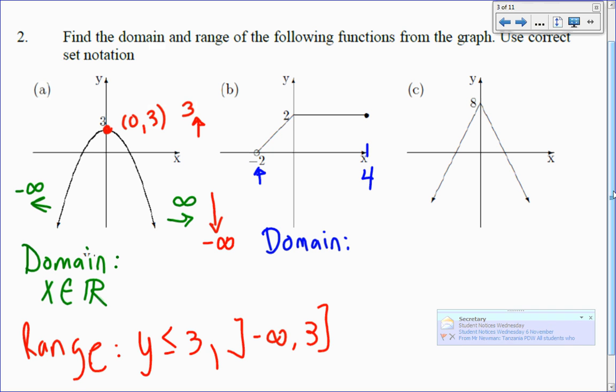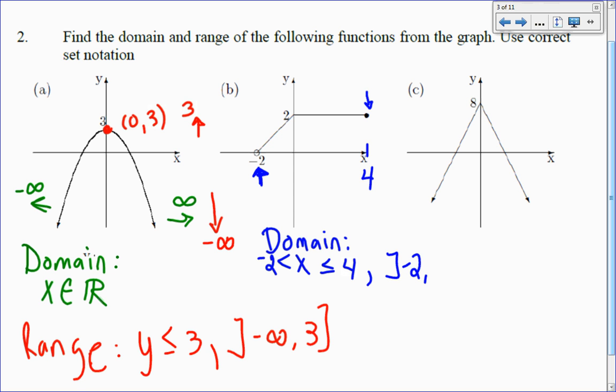Okay, so our domain, we would not include negative 2 because that's a hole there. So we can say x is less than or equal to 4, because this point is filled in, or greater than negative 2, but not equal to negative 2 because here we have a hole. Or we can write that as not including negative 2 and including 4.